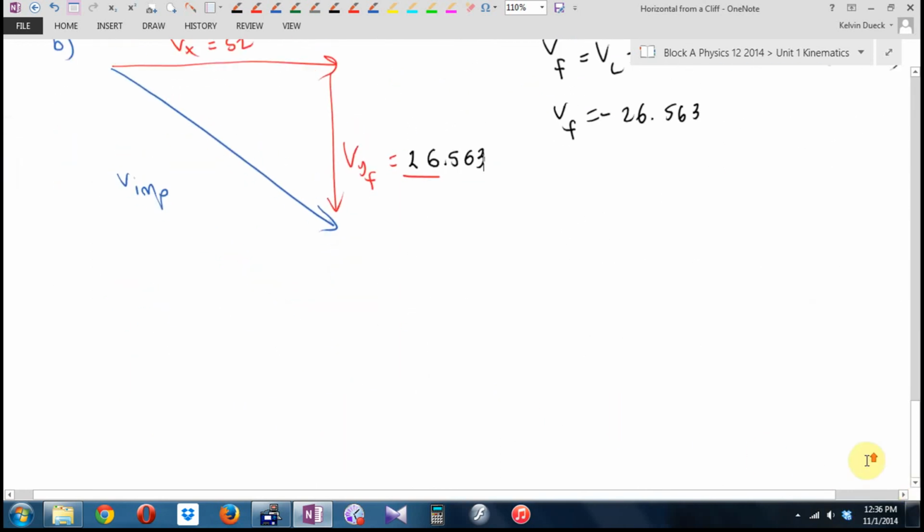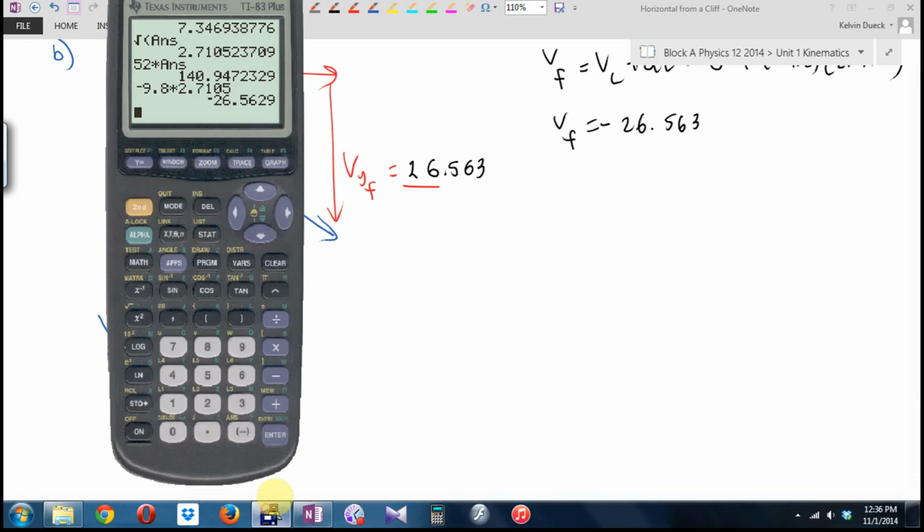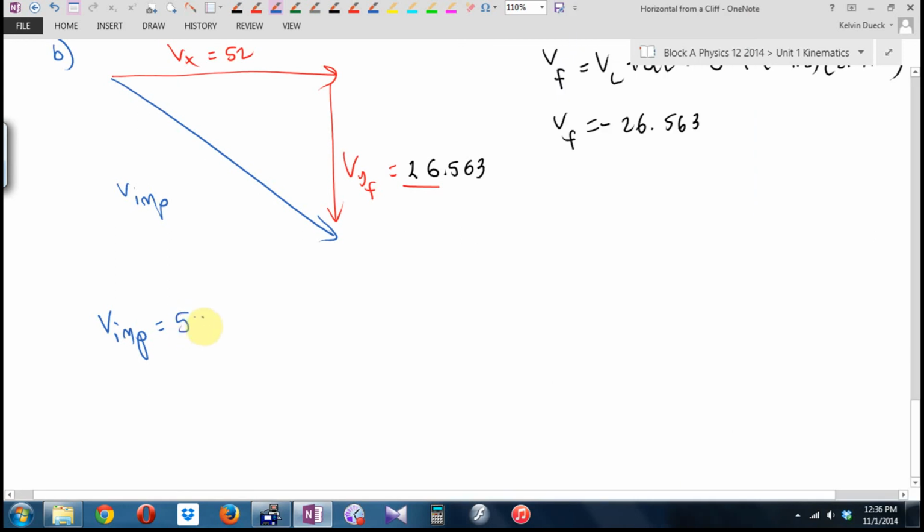Now I can find v impact. v impact is going to be, well, Pythagoras: 52 squared plus 26.563 squared, square root, 58.4 meters per second. There's the magnitude.